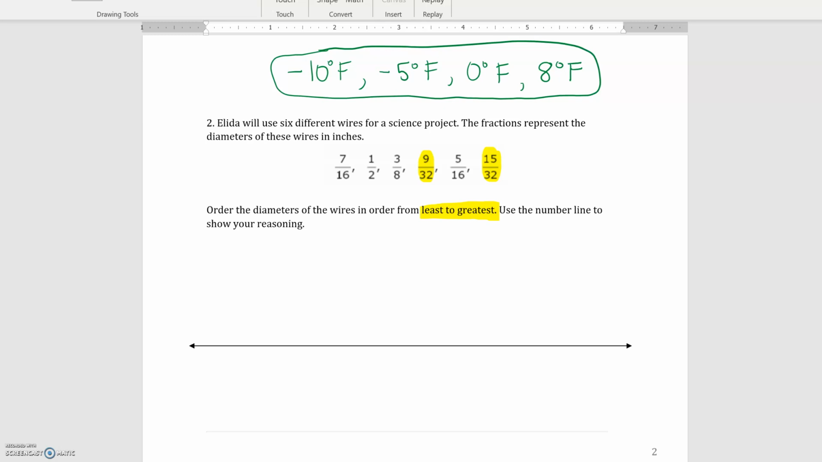So that's my first task I'm going to help you do to start, and you're going to finish off. I need to convert 7 over 16. I need to convert 1 over 2, 3 over 8, and 5 over 16. So I have to ask myself, how can I make these all into over 32?